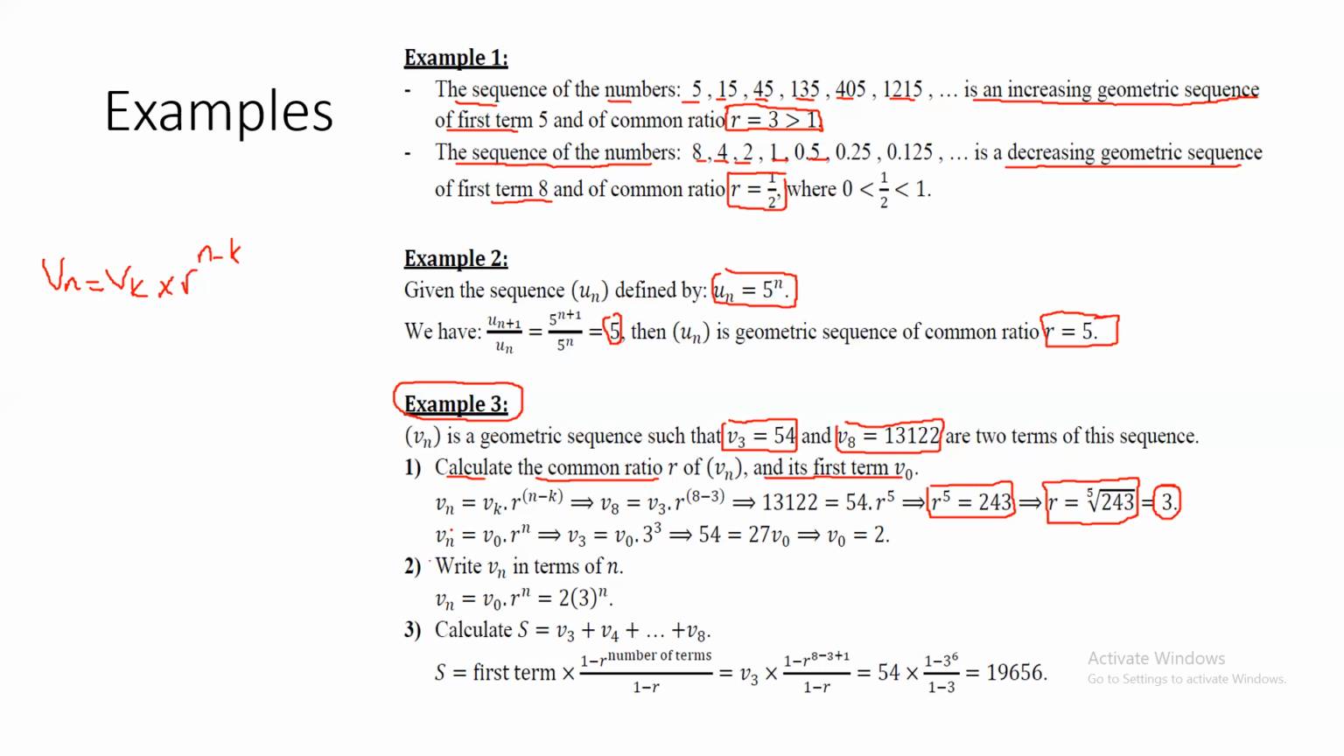Now part 2: I need to calculate V0. I put k equal to 0, so Vn equals V0 times r to the power n. I can use either V3 or V8. If I use V3, V3 equals V0 times 3 cubed. 54 equals 27 times V0. Then V0 equals 54 over 27, so V0 equals 2.